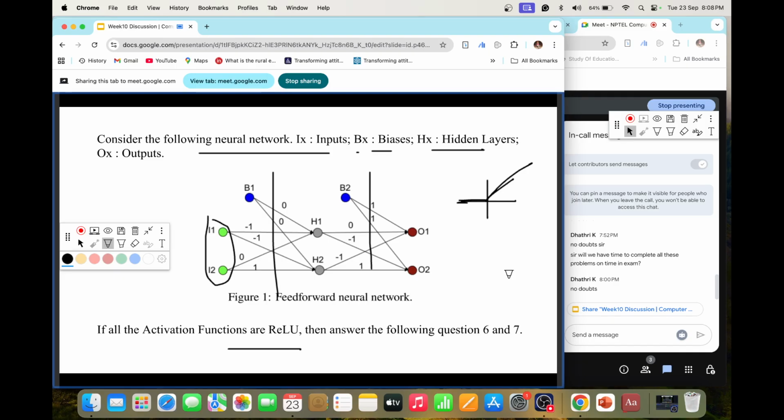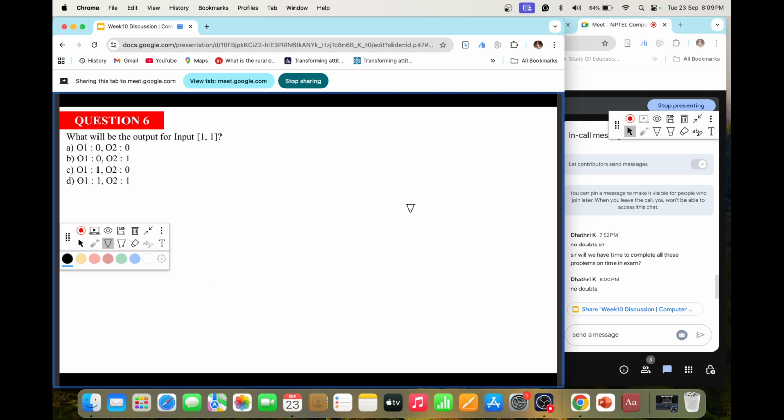All the weights are also given. If I consider this as V and this as W, then V11 is -1, V12 is -1, V21 is 0 and V22 is 1. Similarly, W11 is 0, W12 is -1, W21 is -1 and W22 is 1. The biases are also given: B1 is 0 and B2 is 1. I hope this is clear, and then we have to answer the question.